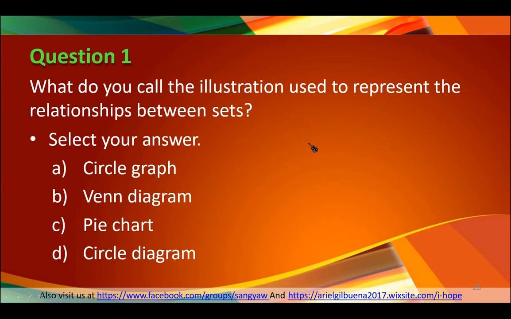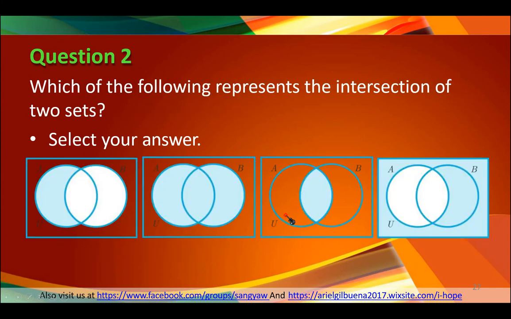So, meron tayong ilang questions dito. Try nating sagutan. Try nyo pong sagutan. What do you call the illustration used to represent the relationship between sets? Select your answer. Circle graph, Venn diagram, pie chart, or circle diagram? So, ano sa tingin nyo po? So, ang tamang sagot mo ay, mabalik natin dito. The answer is, syempre, Venn diagram.